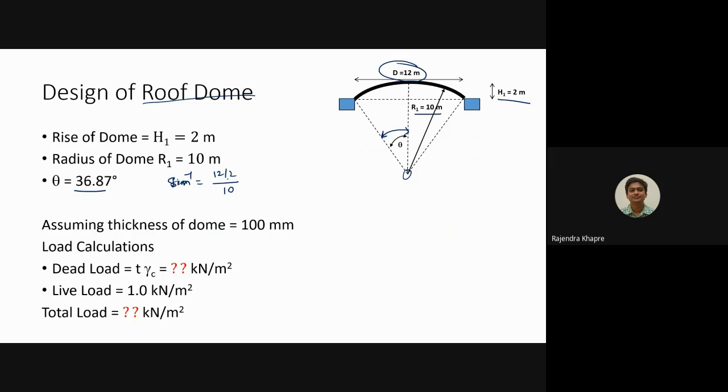So now with this, let us quickly start with the design. First thing is, we are assuming the thickness of this top dome as 100 mm.